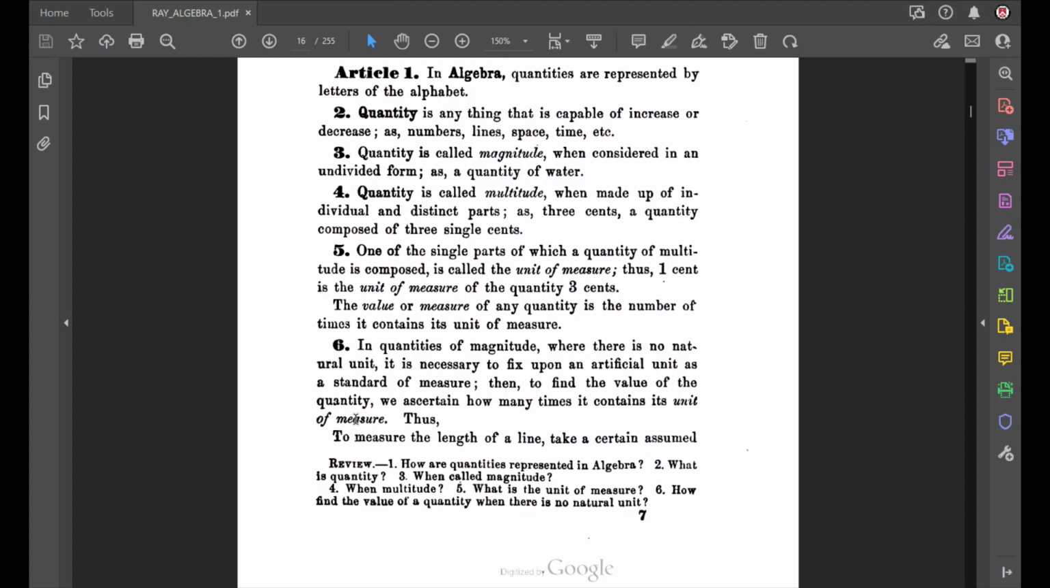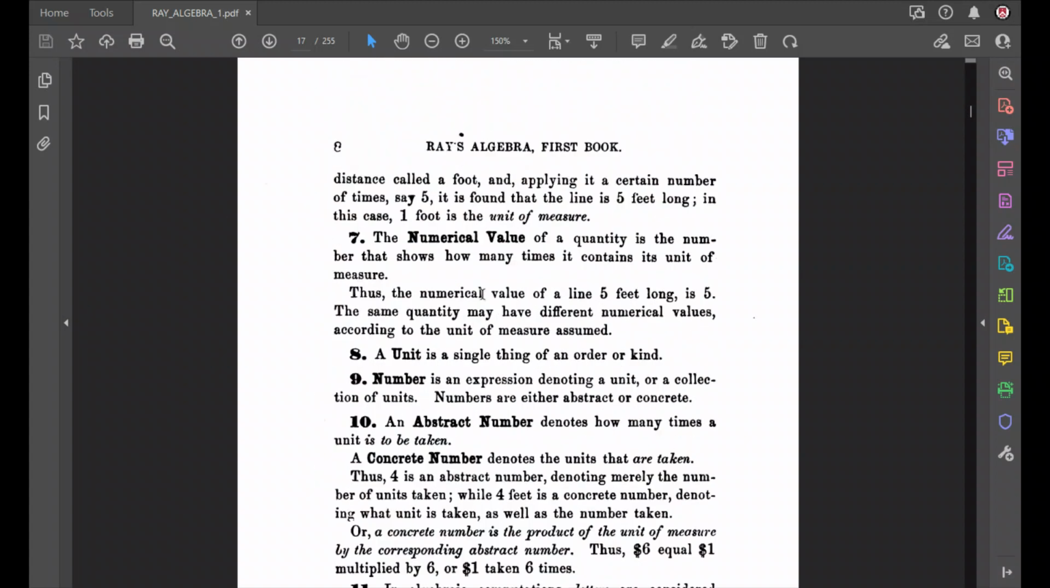We said that in magnitudes, which are bodies, which are wholes, there is no natural unit of measure, so we have to create an artificial unit of measure. That's the purpose of tape measures and scales and all of these different measuring instruments that we have. They create for us artificial units of measurement, and we use those measures to measure the size or weight or shape of different objects. Okay, so 2 kinds of quantity, units of measure, different kinds of units. That was articles 1 through 6.